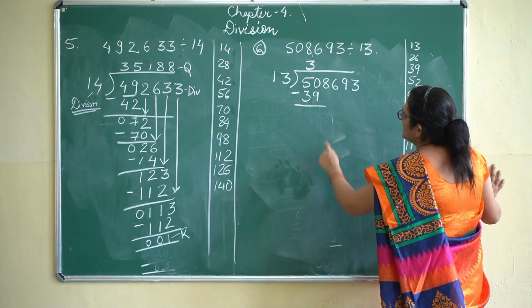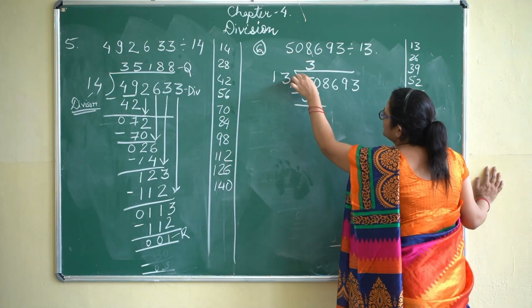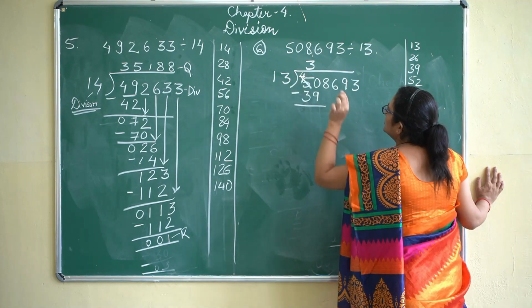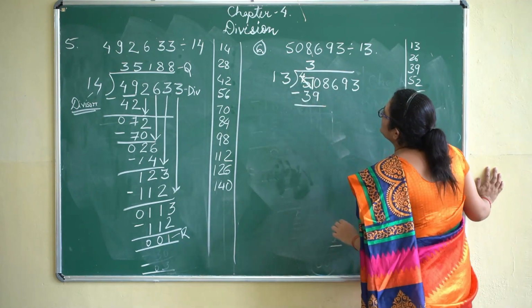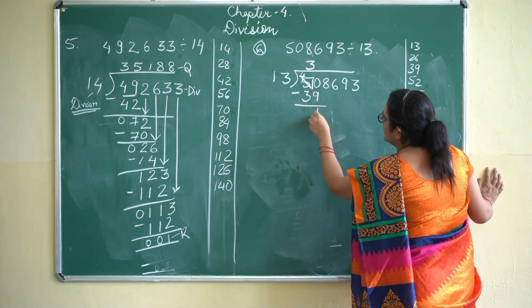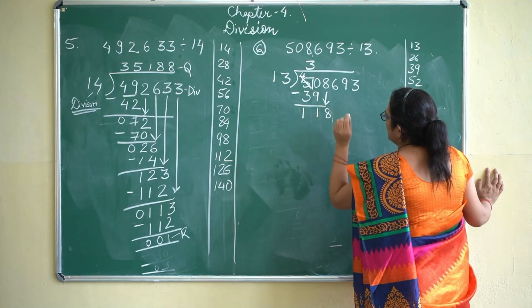Now we will subtract. 0 minus 9, can it be subtracted? No. For that we have to take what? Borrow. Okay. 5 will become 4 and then 0 will become 10. 10 minus 9 is 1. 4 minus 3 is 1. What will we bring down? 8.